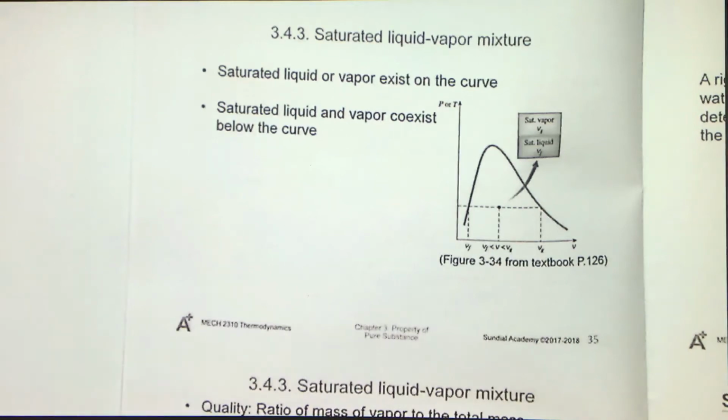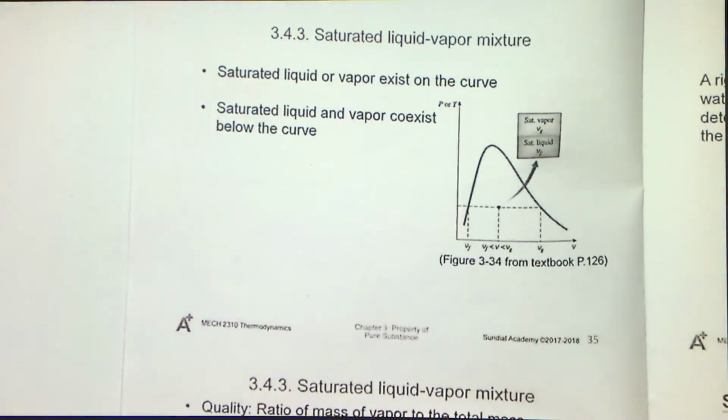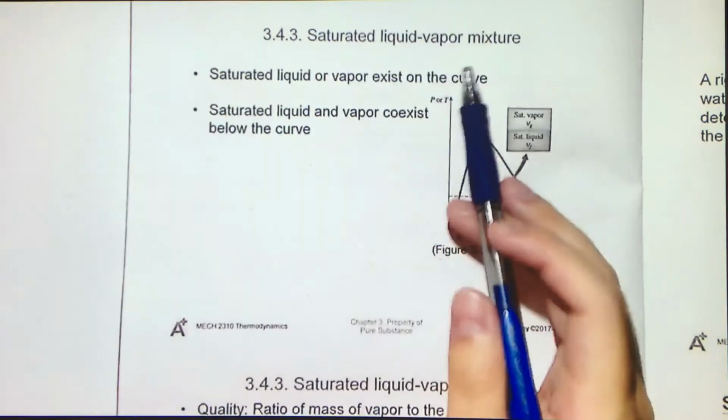After example 4, we will go to the next section, talking about the saturated liquid vapor mixture. In the previous sections, I've talked about how to find out the saturated liquid and the vapor states. But in reality, most of the cases we will encounter should be in a mixture form.